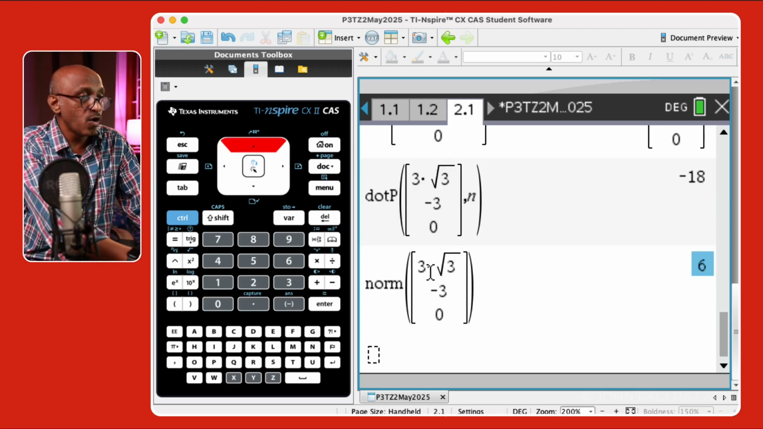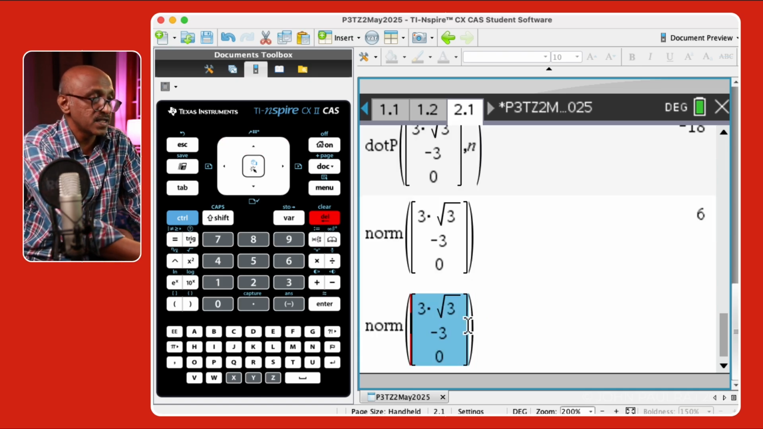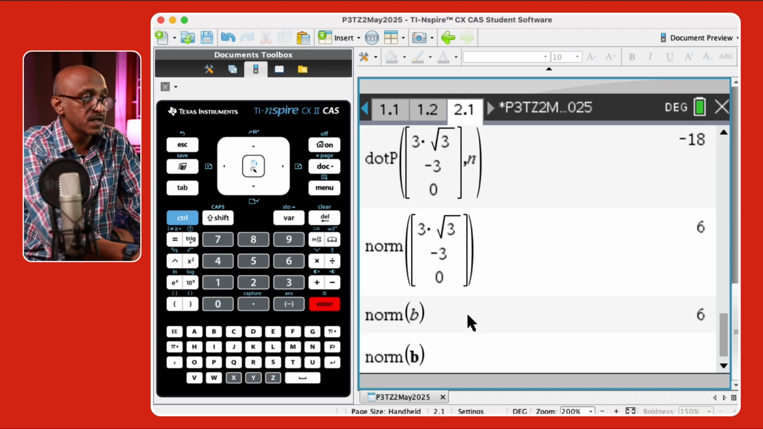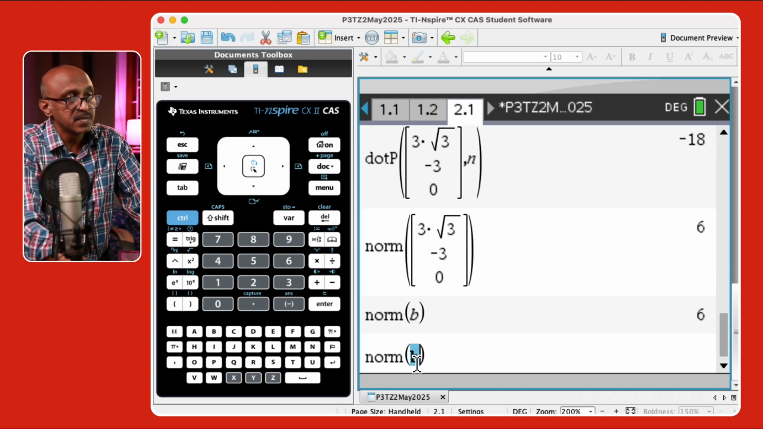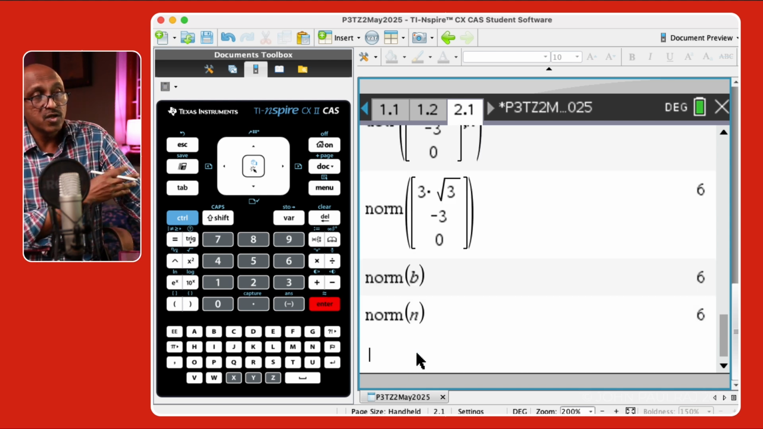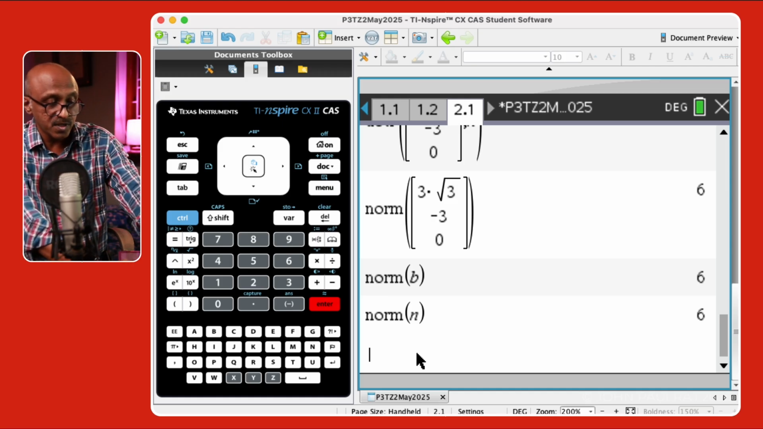You could have even said norm of B without that vector, because that's how we've defined it, and you'd have got 6. In the same way, if I just say norm of N, we need that one, and that's 6 again. So the magnitude of the two vectors is 6. I'm just showing you on the calculator how you find the magnitude using the norm option.